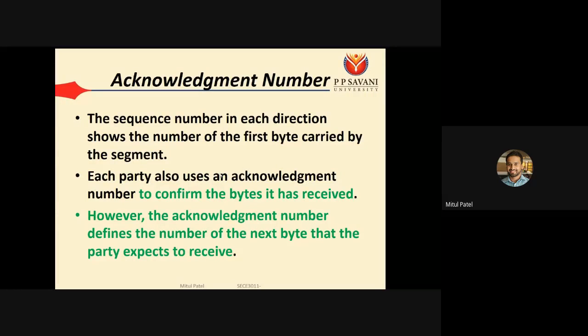Okay, the sequence number in each direction shows the number of the first byte carried by the segment. How do we assign the sequence number? The sequence number is the number of the first byte carried by the segment, while each party also uses an acknowledgement number to confirm the byte it has received. So how can we give the acknowledgement number? The acknowledgement number defines the number of the next byte that the party expects to receive. How do we define the acknowledgement number? It is the next byte the receiver needs, so that byte can be given as the acknowledgement number.